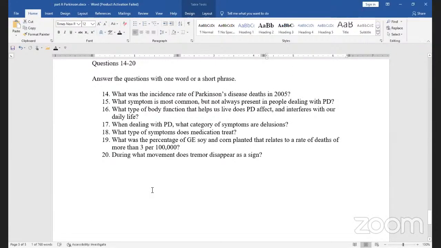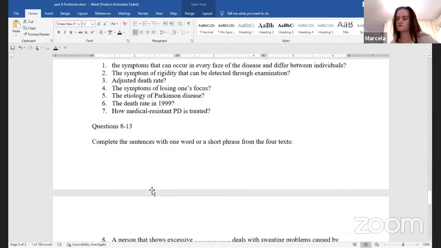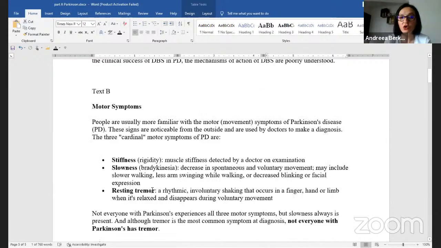Question 18. What type of symptoms does medication treat? Which text am I going to show you? C? We've looked at medication or treatment with a previous question. It was A, it was not C. B or C don't talk about medication or treatment. It was only one text. So I'll show you text A.